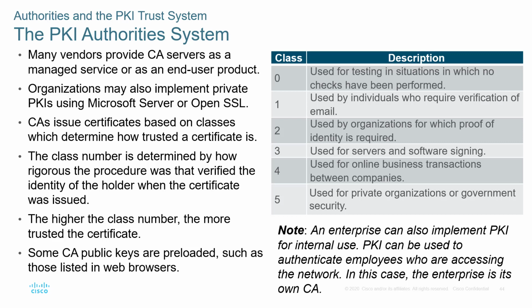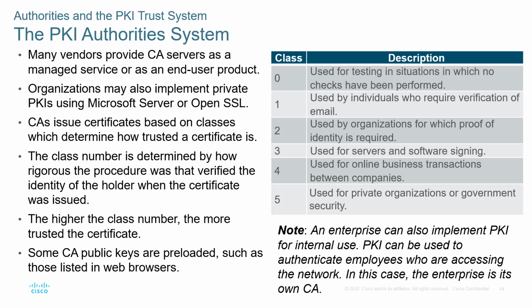So, Class 0 is used for testing in situations where no checks have been performed. Class 1 is used by individuals who require verification of an email. Class 2 is used by organizations where proof of identity is required. Class 3 is used for servers and software signing. Class 4 is used for online business transactions between companies. And then Class 5 is used for private organizations or government security. So these are the 6 main classes.